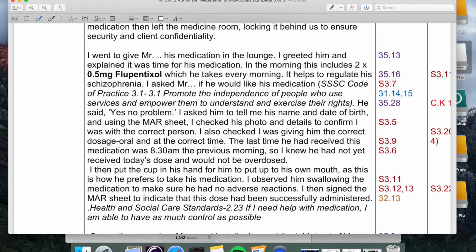In the morning, this includes 2 of 0.5 milligrams of flupentixol, which he takes every morning. It helps regulate his schizophrenia. I asked Mr. So-and-so politely if he likes his medication. Remember to reference SVQ Code of Practice Section 3.1. Promote the independence of people who use services and empower them to use and exercise their rights.